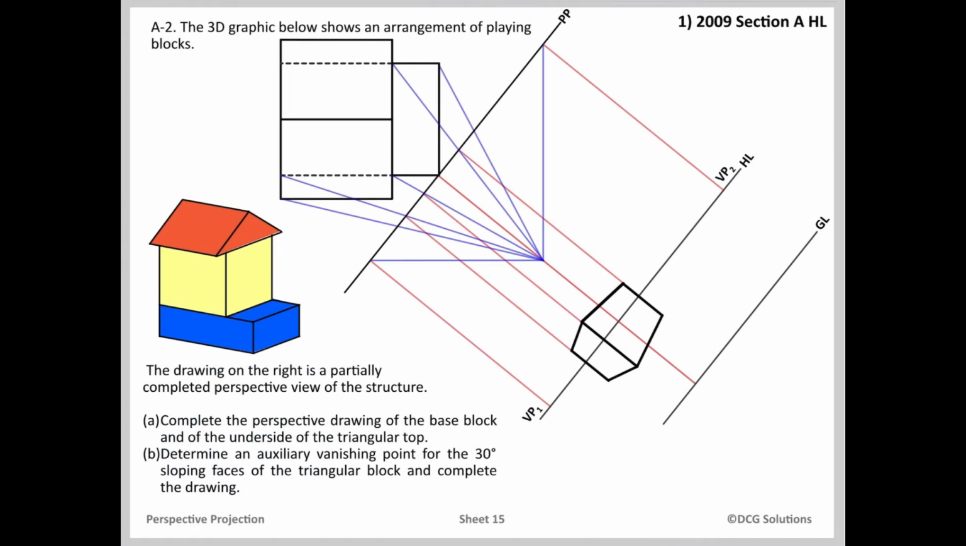Okay, so this was the other question I gave you, 2009, so the very first DCG exam paper, again, Section A higher level, which meant you were drawn onto the page. Now, the one thing I have noticed about the 2009 paper, and more so in subsequent years, is that to my mind, it was a more difficult paper.